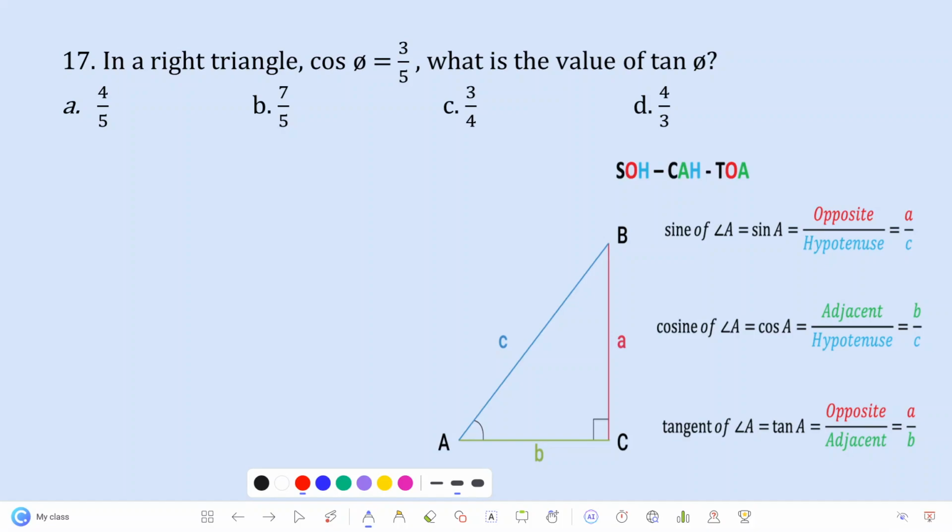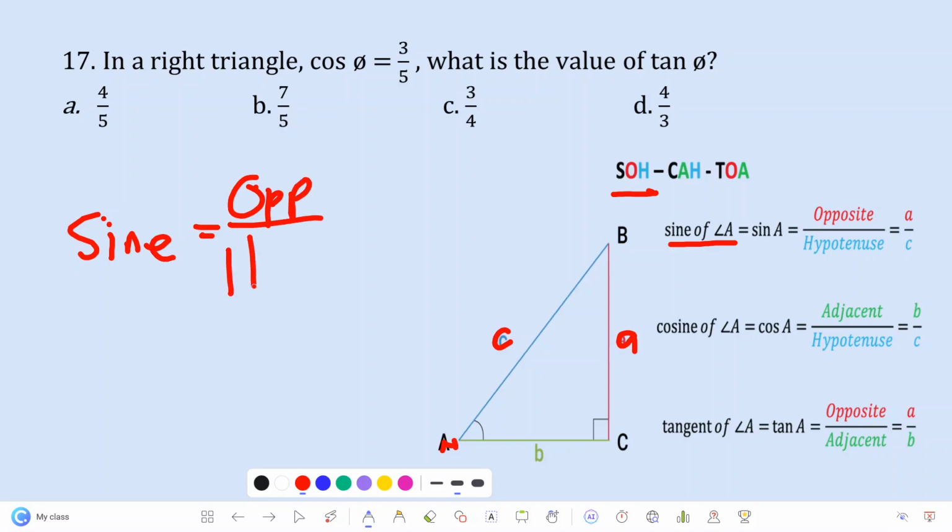Dito pa lang po, sa mnemonic na ito ay buhay na po tayo sa trigonometry. So, ito po yung formula ng sine. Sine of A, so for example, binigyan kayo ng triangle na to, ito yung A, hanapin ninyo yung sine. So, sine of A is equal to opposite of A, which is here, A, opposite, and hypotenuse, the longest side. So, ang C. So, ito po yung SOH, sine is equal to opposite over hypotenuse.